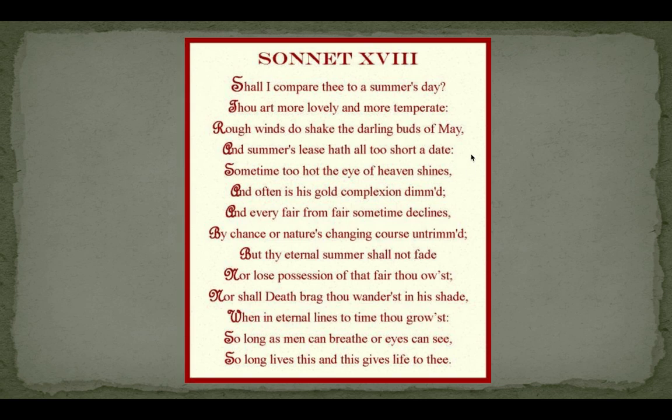So once again, we've got a topic and a theme. The topic really is about this comparison of this person to summer, but the theme seems to be more about how things tend to go away or tend to fade, even beautiful things, even summer. Okay, so we have a feel for our theme here.